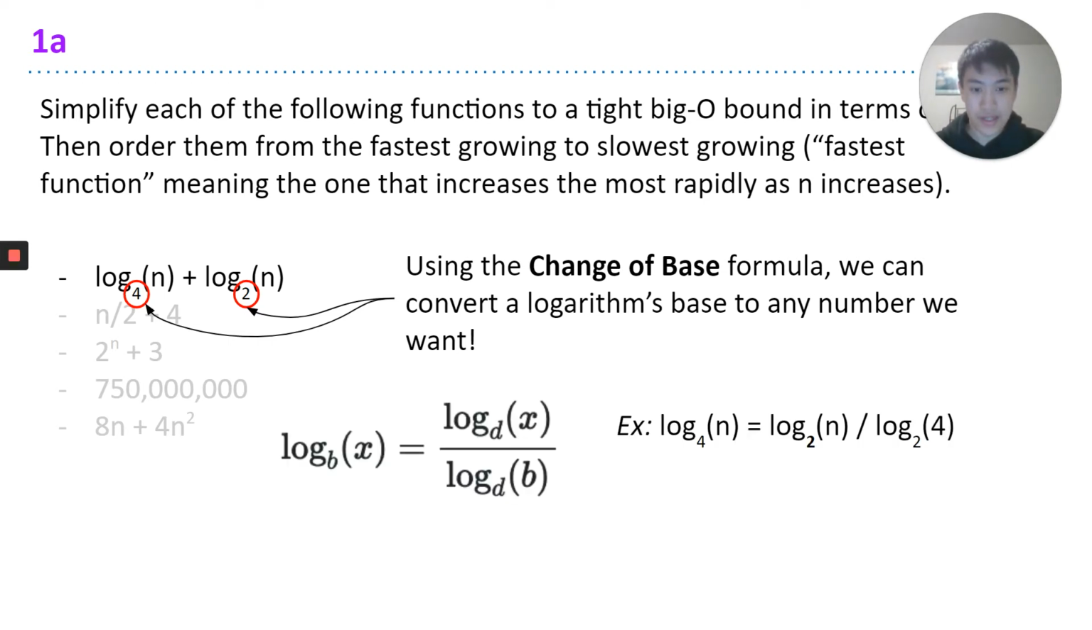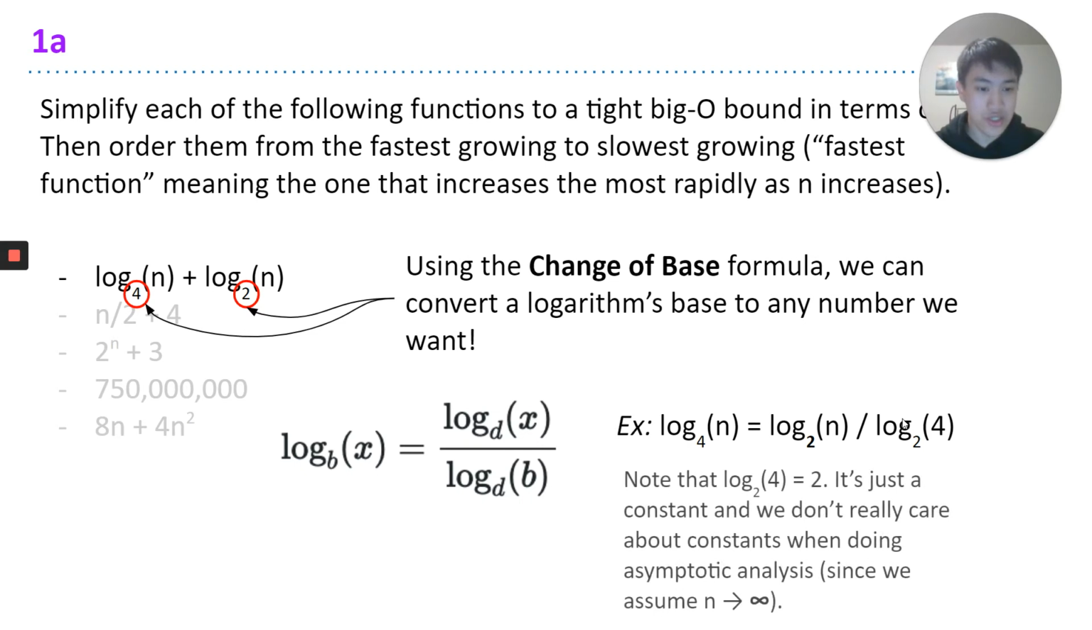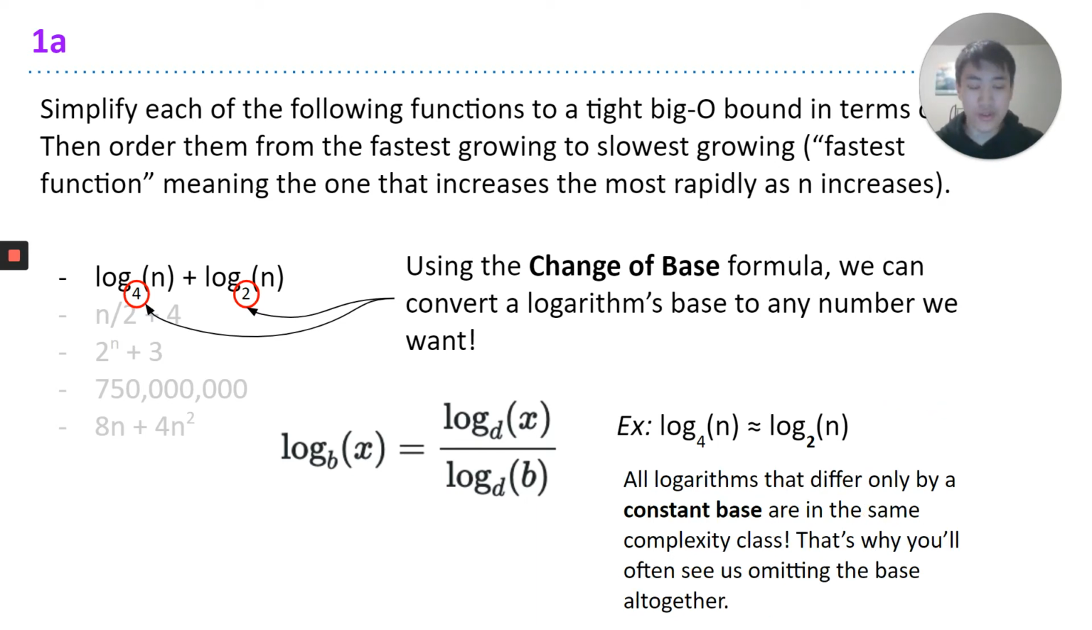In other words, we can change this log base 4 of n into log base 2 of n divided by log base 2 of 4. And log base 2 of 4 is just 2. So essentially, this bit that we're putting in the denominator is just a constant. Remember, when we're doing these kinds of analysis, we're ignoring all the constants. So we can ignore it completely, and we can say that log base 4 of n is approximately log base 2 of n.